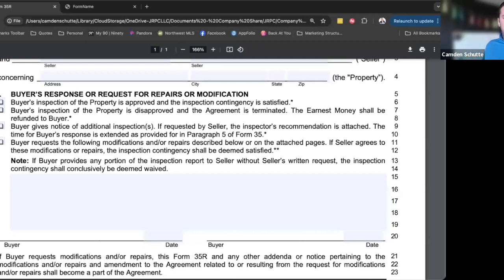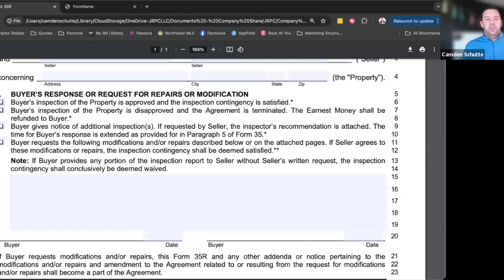All right, next one is buyer gives notice of additional inspections. So on the Form 35, you negotiate your inspection period, then you also negotiate your additional inspection period, which would give the buyer some additional time to do further inspections if it's recommended by the inspector. So we have to make sure that we have a recommendation from the original home inspector to do additional inspections. Then you would use this form, checkbox 3, and that would then activate that additional inspection period.